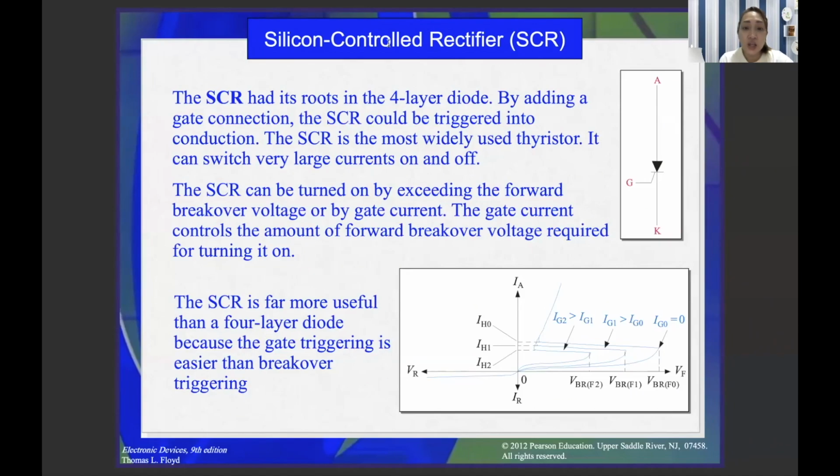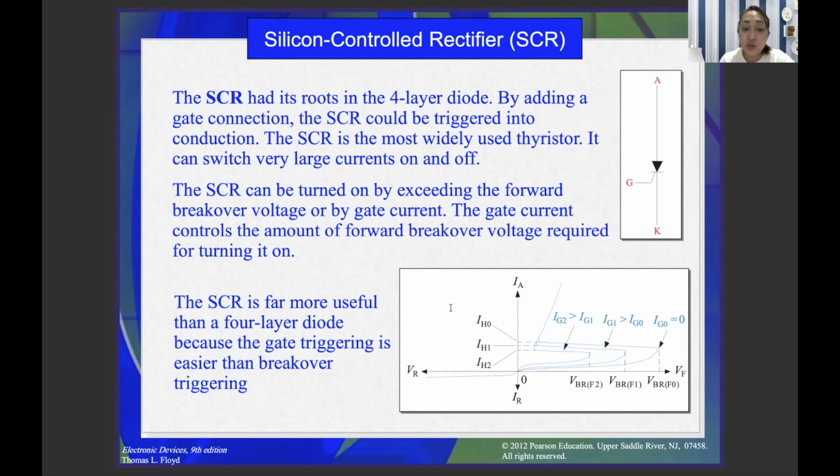As a review, we have the silicon control rectifier. The SCR has its roots in the 4-layer diode. By adding a gate connection, the SCR could be triggered into conduction. The SCR is the most widely used thyristor. It can switch a very large current on and off. The SCR can be turned on by exceeding the forward breakover voltage or by the gate current. The gate current controls the amount of forward breakover voltage required for turning it on.